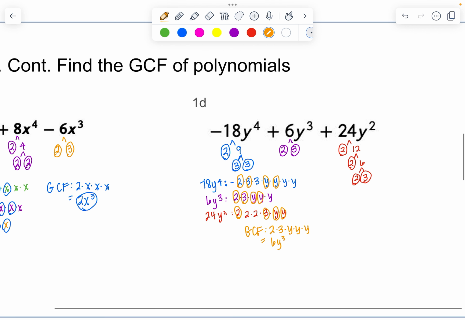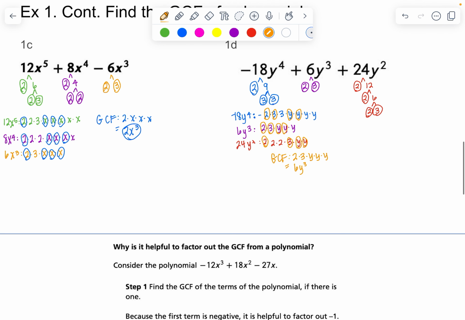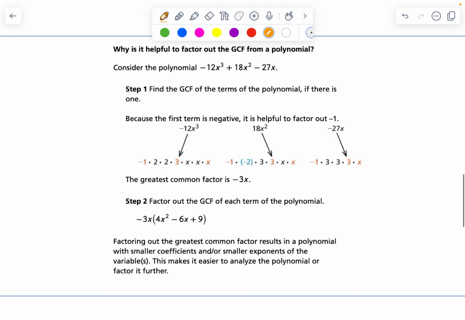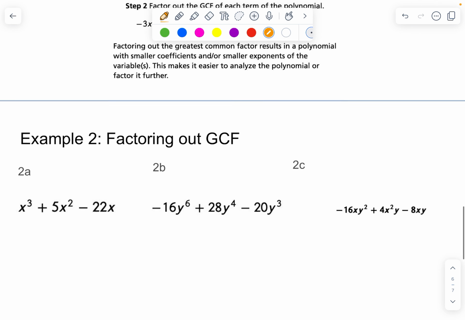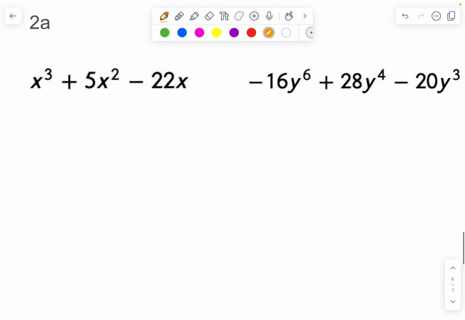All right, the last part we're going to do here is actually take out the greatest common factor and then put in parentheses everything that's left. So it's kind of the opposite of multiplying polynomials. It's really not a huge difference from what we were doing before.